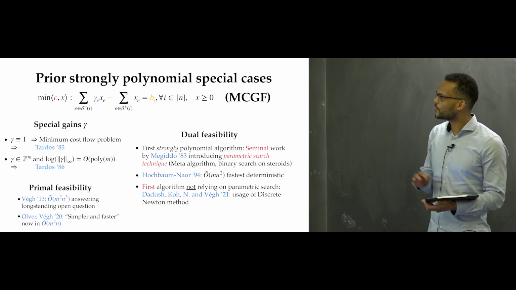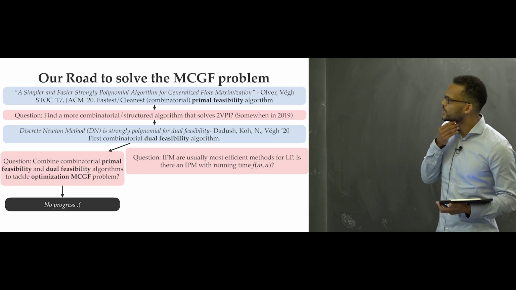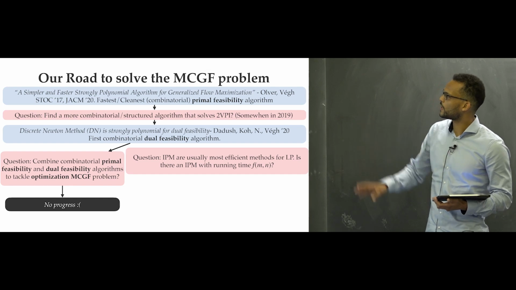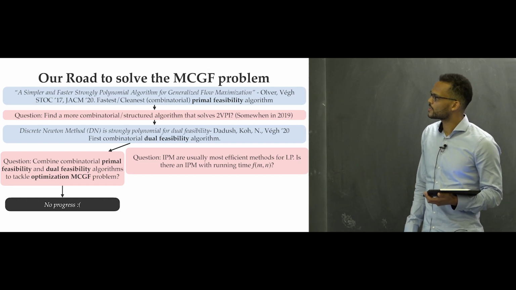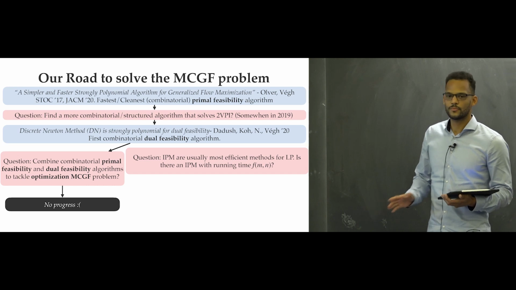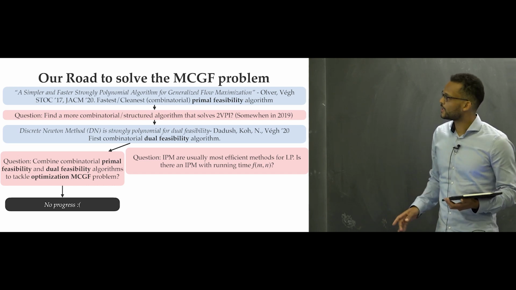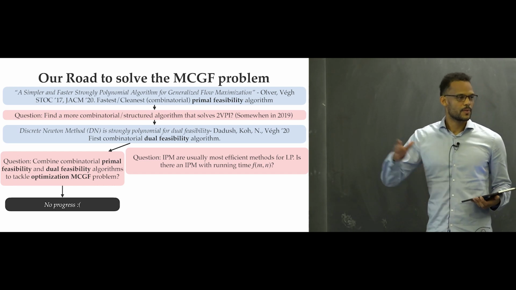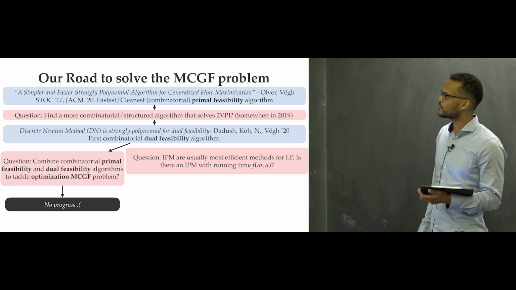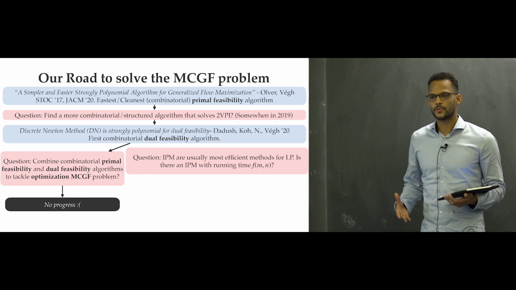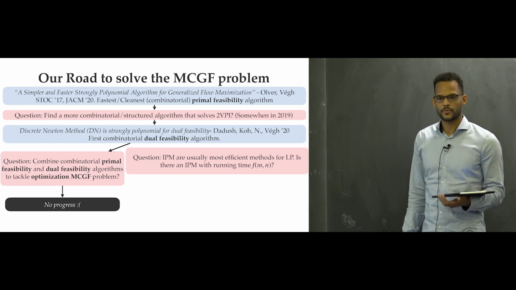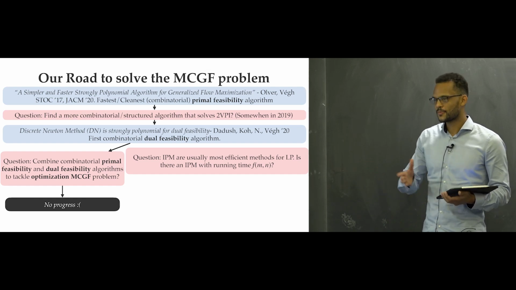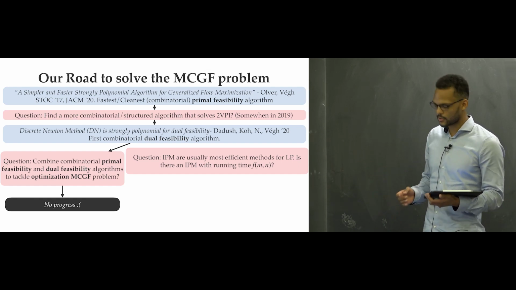Okay, so how did we approach the problem? We started from the primal side with the results by Végh and Olver. There was, since 2017, a very clean primal feasibility algorithm. Then we asked the question: is there something nice for the dual side? Because back in 2019, we didn't have this discrete Newton method. So all the algorithms for dual feasibility used parametric search, which is, again, binary search made smarter, so it's not very combinatorial.